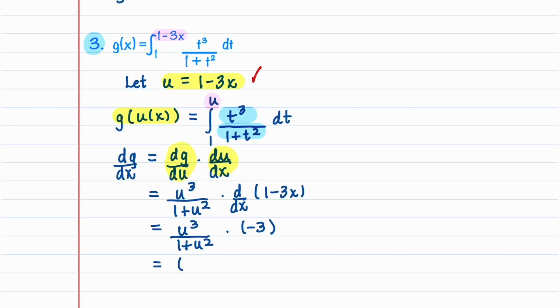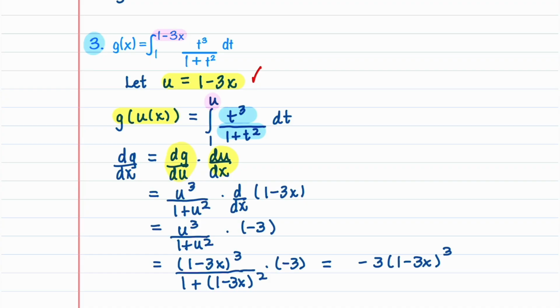This gives us the quantity 1 minus 3x cubed, all divided by 1 plus the quantity 1 minus 3x squared, times minus 3. And let's rewrite this as minus 3 times the quantity 1 minus 3x cubed, all divided by 1 plus the quantity 1 minus 3x squared. And there's our final answer. I think this problem was the hardest one, so you may want to go back and see if you can work this one on your own.